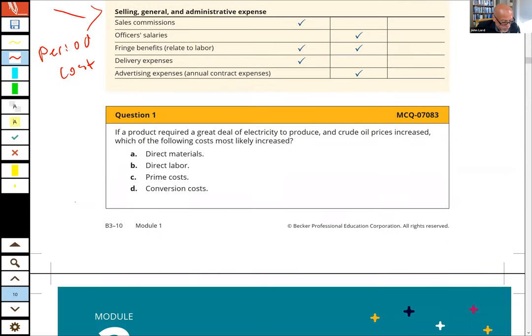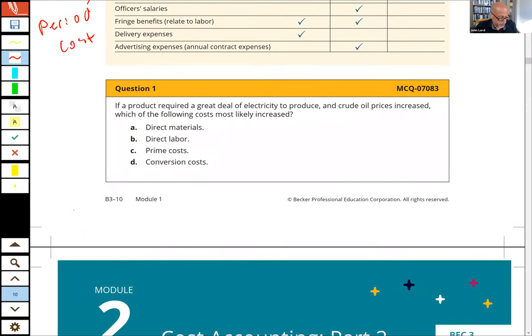Okay, all right. Let's take a look at this question. I'm going to do this one together too, guys. It's almost like a waste of time to put up the poll, okay? If a product required a great deal of electricity to produce and crude oil prices increase, which of the following costs would most likely increase? Okay, actually, I'll let you do this one. I thought it was a little more definitional than that. So let's do our poll, and I'll let you have some time with this one.